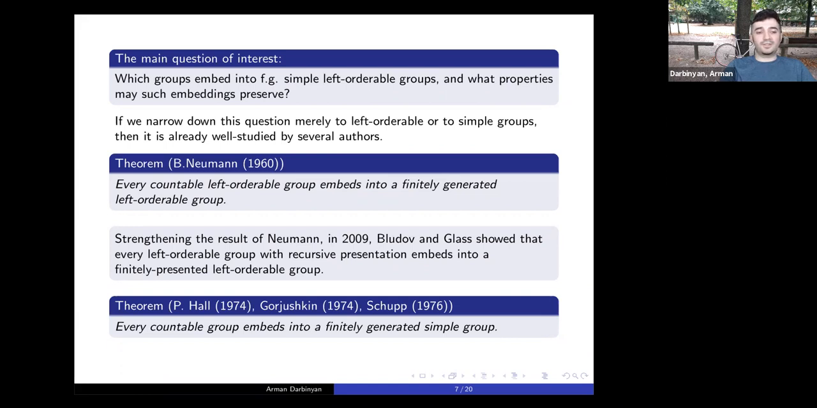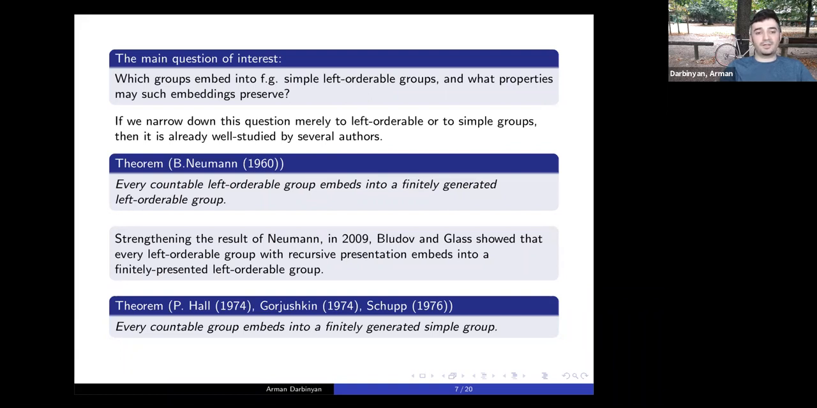Here, a simple observation is that one cannot ask for more by this theorem of Neumann, in the sense that if a group is not left-orderable, then it can never be a subgroup of a left-orderable group. So left-orderability is preserved by passing to subgroups. A strengthening of the result of Neumann is by Bludov and Glass, who in 2009 showed that one can construct a version of the famous Higman embedding for the class of left-orderable groups. So basically, it's the Higman theorem, but restricted to the class of left-orderable groups.